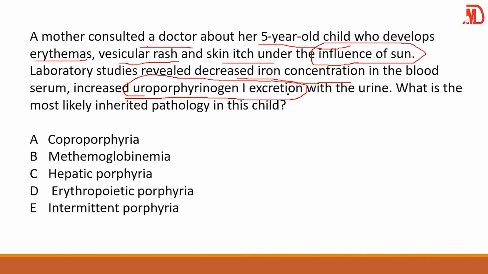As a result, they are being excreted. They are all being excreted. So this goes on to affect the bone marrow and the cells in the body, the teeth, every part of the body. They are affected. So here we are thinking of D as our answer. Erythropoietic porphyria, or congenital erythropoietic porphyria. All right.